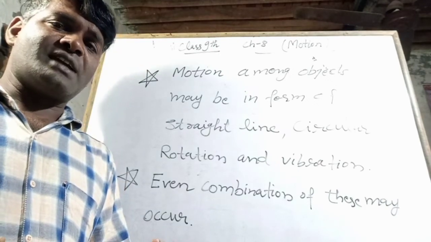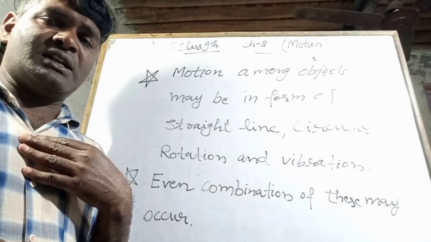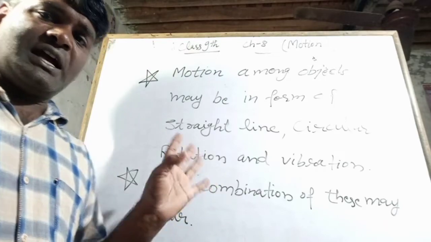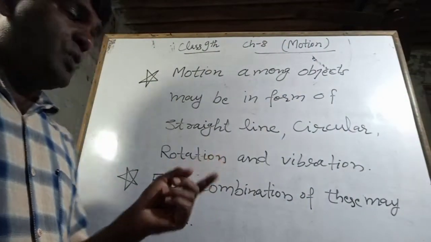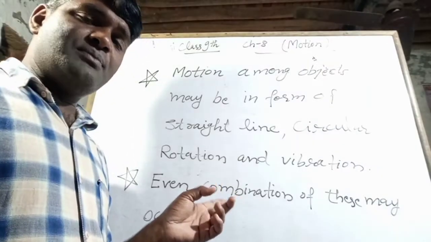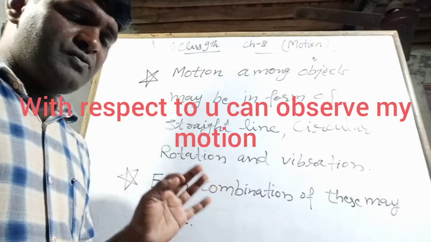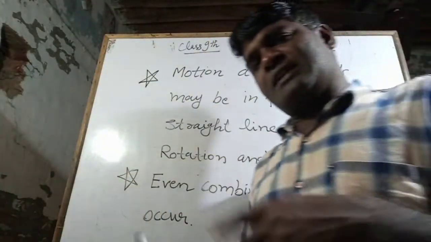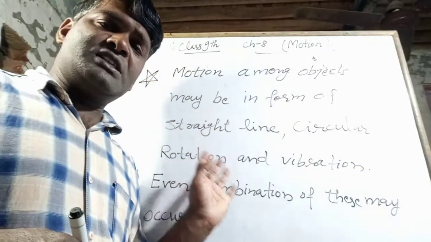For example, if this is the whiteboard and I am another object here, the whiteboard is at rest, and if I change my position, I move from here to there, that means with respect to you I am changing my position. So I was in motion for a little time, like that, if I am moving here and there in front of the board.